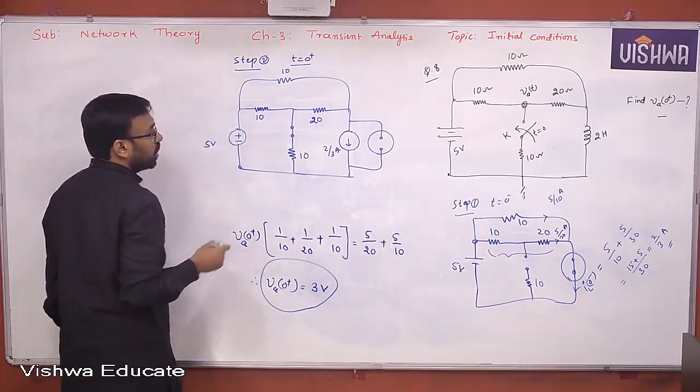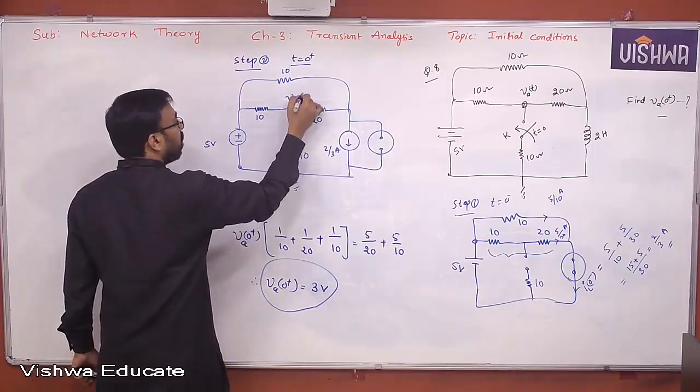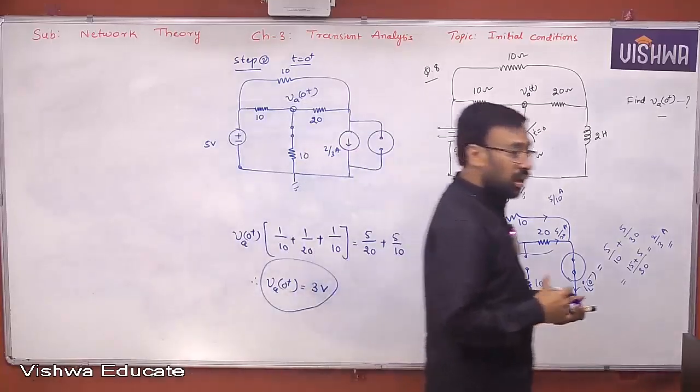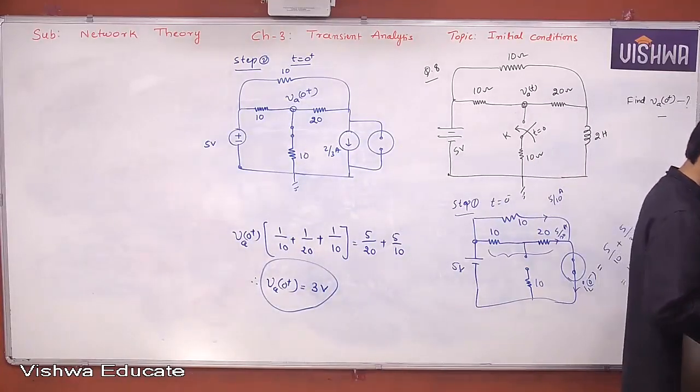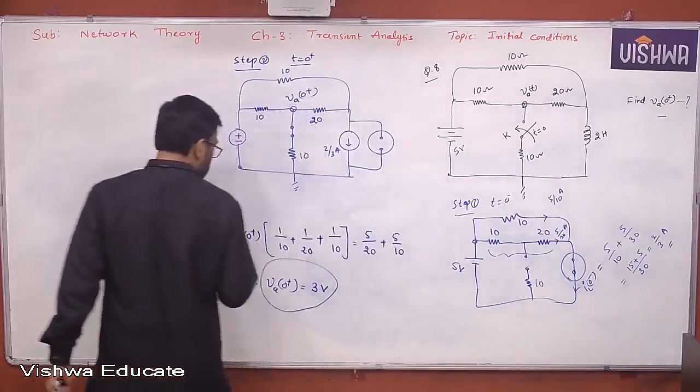So what is your objective here? To find the voltage at this node, that is VA of 0 plus. What is that? VA of 0 plus. Okay. VA of 0 plus.